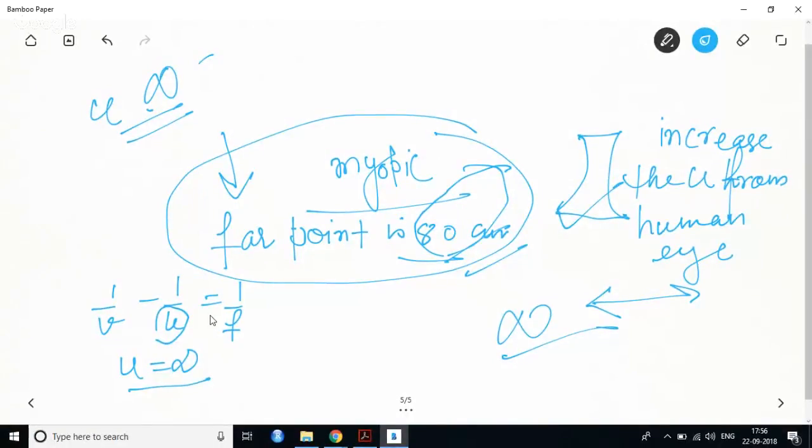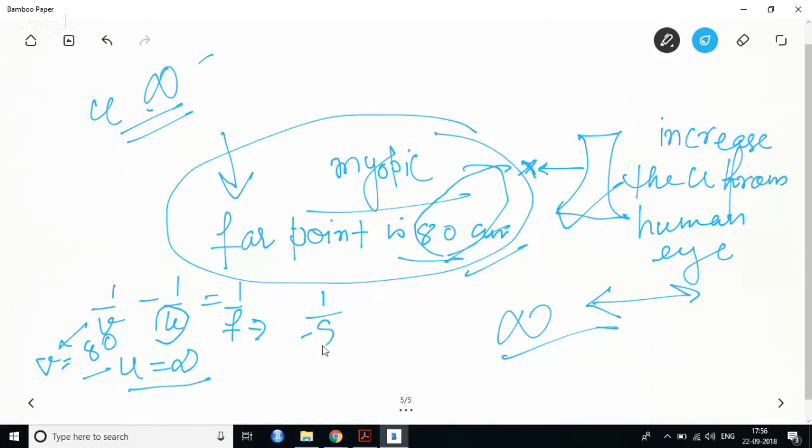V here should be how much? 80 centimeters. So try to understand. Let me write it for you. And V should be positive or negative? V should be negative, because the image would be formed on this side. So guys, always remember, in case of concave lens, V would be negative here.